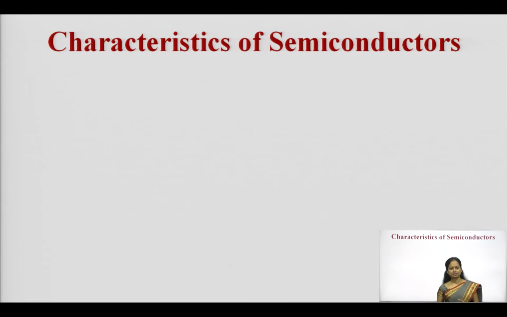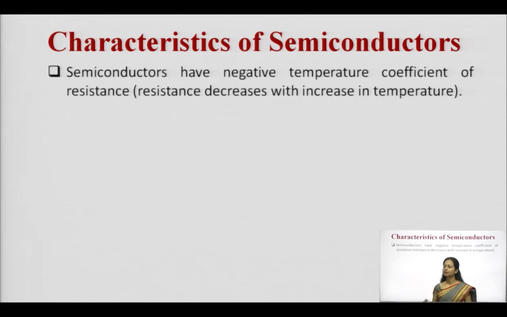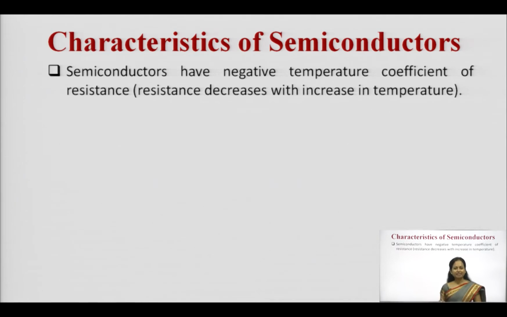What are the characteristics of semiconductors because of which they can be used and which make them so popular? Semiconductor materials have negative temperature coefficients. Negative temperature coefficient of resistance means if temperature is increased, resistance decreases. So upon increasing temperature, resistance decreases and conductivity increases. That is why it is said that semiconductors have negative temperature coefficients.